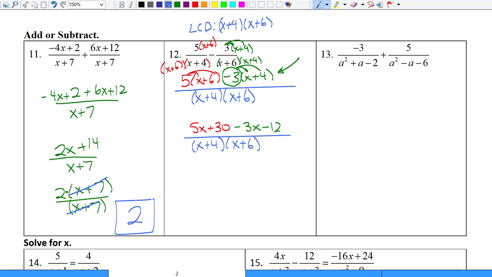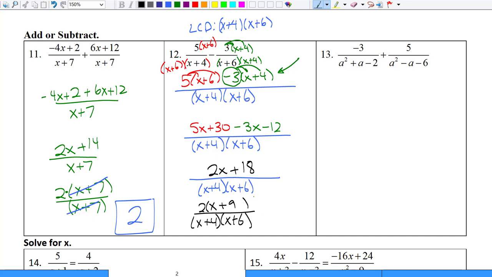Now that I got a common denominator, my denominator stays the same, x plus 4, x plus 6. And then I can add or subtract my numerators. So I have 5x minus 3x, that's 2x. 30 minus 12, that is 18. Okay, so at this point I need to factor. I can factor a 2 out of the numerator. The denominator, fortunately, is already factored. Nothing can divide here, so this is the final answer.